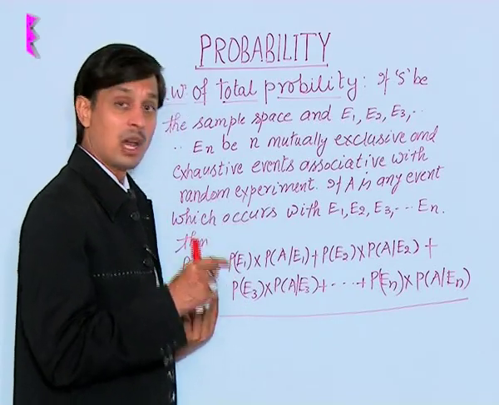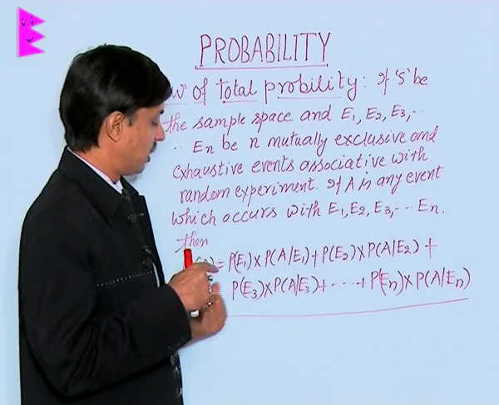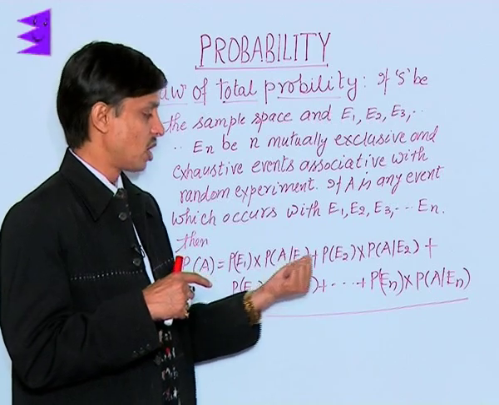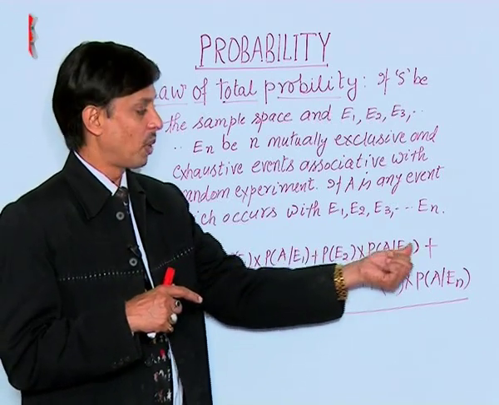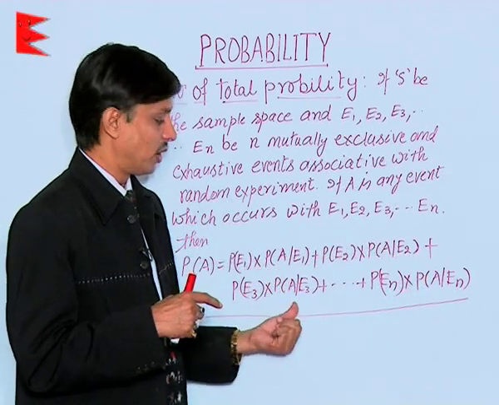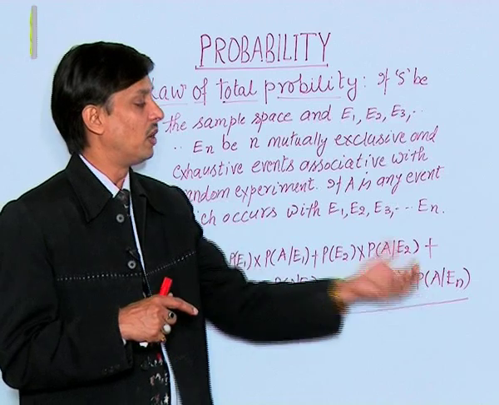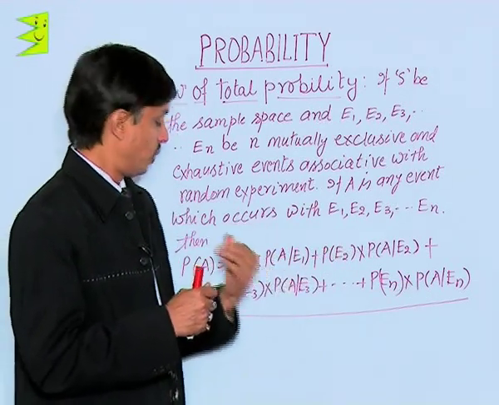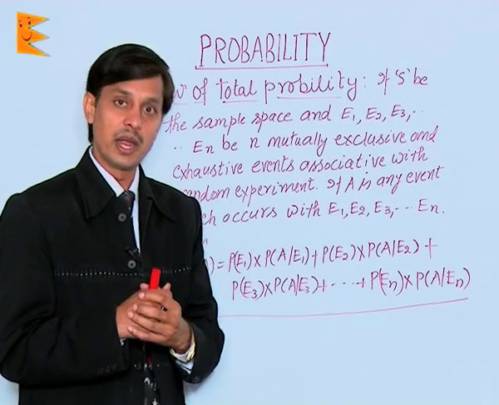The formula of the law of total probability is that the probability of the event A is equal to the probability of E1 into the probability of A by E1, plus the probability of E2 into the probability of A by E2, plus the probability of E3 into the probability of A by E3, plus dot dot dot, plus the probability of En into the probability of A by En. This way we can calculate the probability of any event.